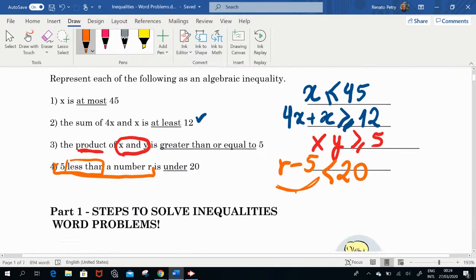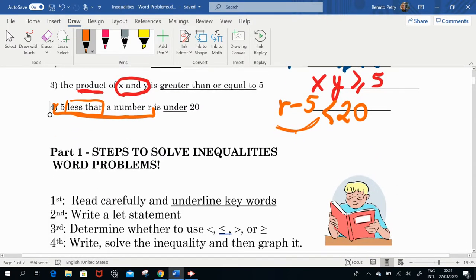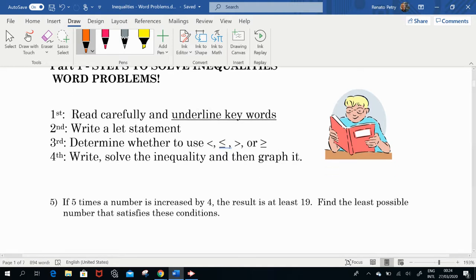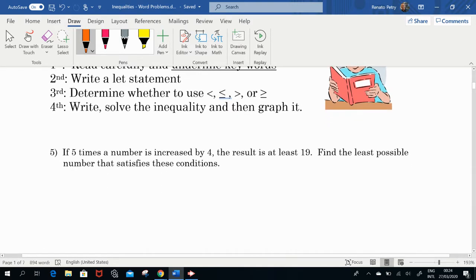This is how we convert sentences into numerical inequalities. Okay, now how do we solve inequalities in word problems? We have 4 simple and easy to follow steps. Okay, step number 1, read carefully and underline the keywords. Number 2, write a let statement, where you let me know what your variable means in the situation. Then 3, determine whether you're gonna use less than, less than or equal to, greater than, or greater than or equal to. Then after that, you're gonna write, solve, and graph.